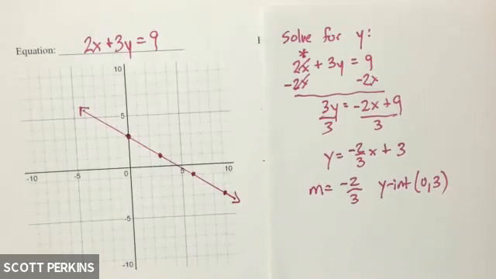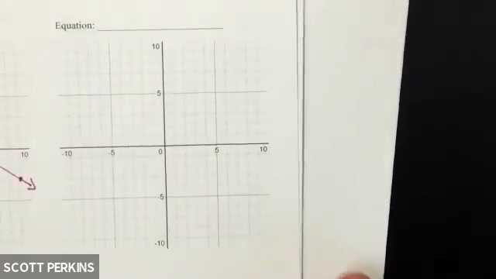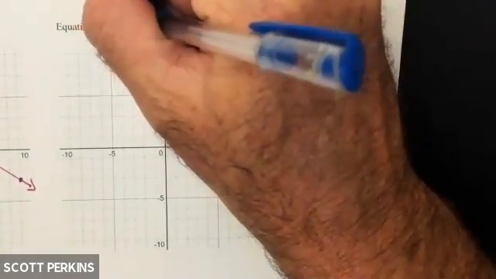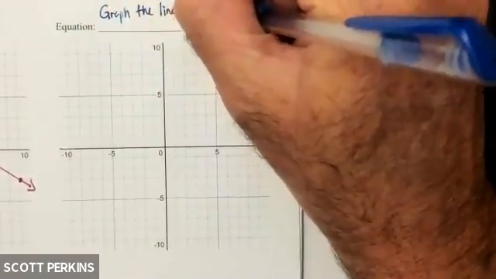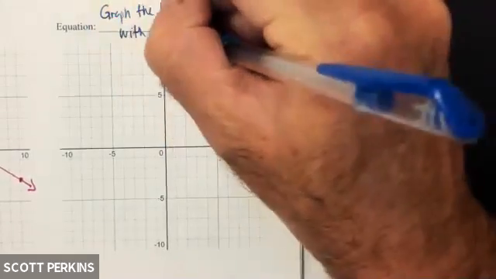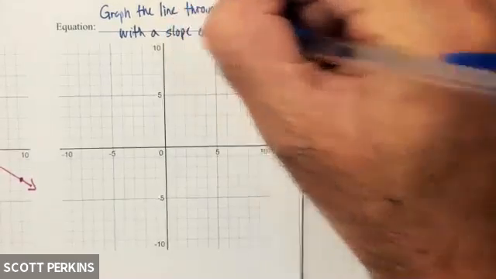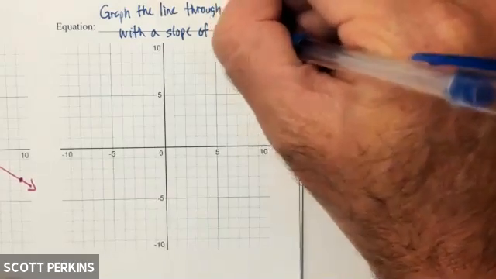Okay, we've just got three last quick little things to do. The next is just another graphing example. Our book just wants to make sure you understand what slope is telling you. So instead of giving you an equation, I'm going to give you a slope and a point, and you're going to graph the line. So I want you to graph the line through the point (6, 8) with a slope of, let's say, negative 3 over 4.